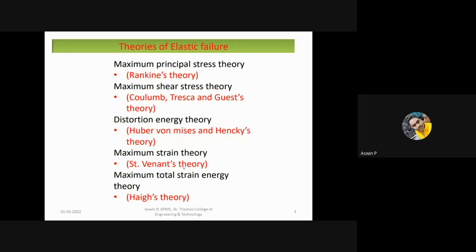And you must understand by reading that this is the maximum shear stress theory. If you are not aware of these terms, you will get confused in the examination hall. Even though you know the equations, you cannot solve this one because you don't know the word Guest theory. So this is very important. So write down maximum shear stress theory, in brackets Coulomb, Tresca and Guest theory.